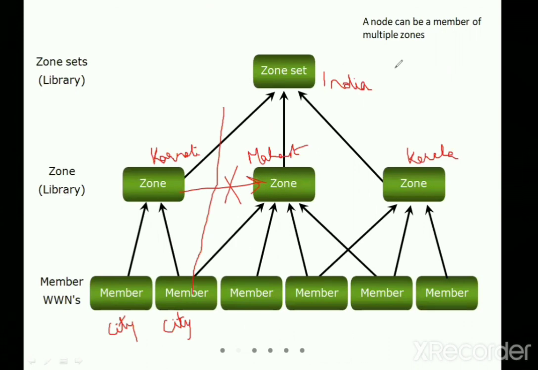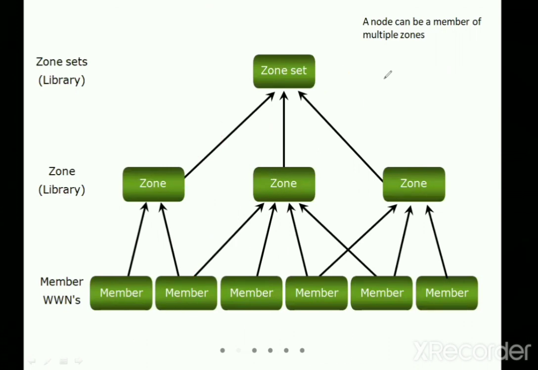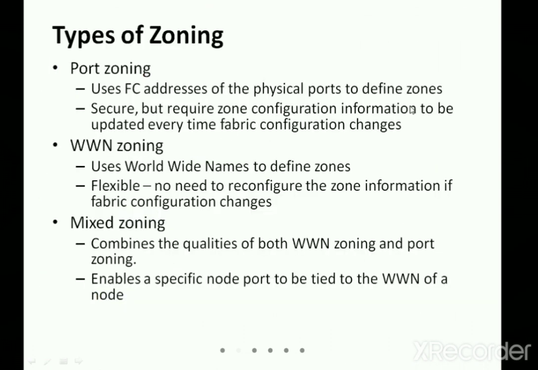Okay, so I hope this is clear for you people. Then when I am creating a particular group, how do I create them and on what basis do I categorize them? The first one is port zone, the next one is WWN zone, that is worldwide name zone, and the last one is the mixed zone.